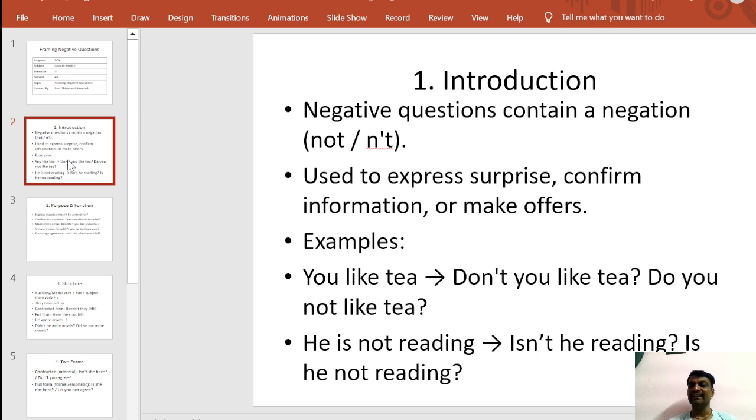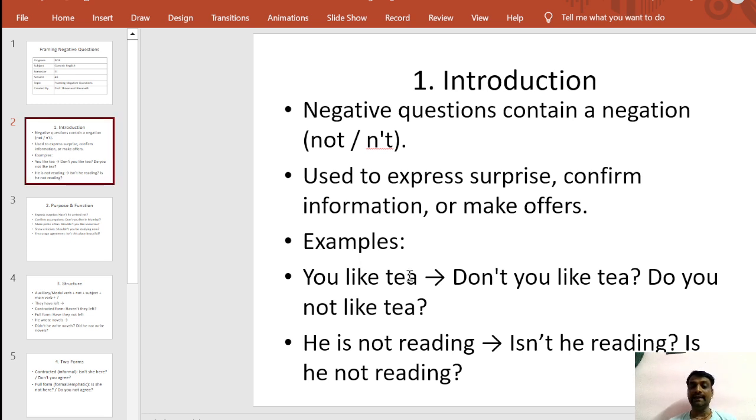So what exactly are negative questions? Negative questions contain a negation. There must be "not" or the short form of not, "n't". These negative questions are used to express surprise, to confirm information, which is very important, or to make offers. Here are some examples so that you can have some confidence in how we form negative questions.